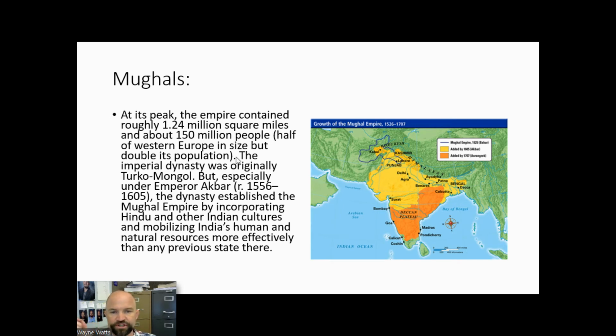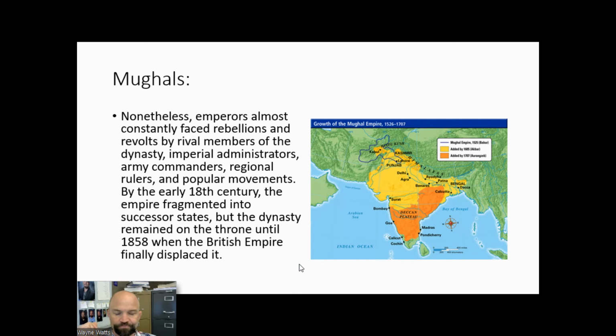The imperial dynasty was originally Turco-Mongol, but especially under the reign of Emperor Akbar, which just translates to the Great, and by the way, he gave himself that name. The dynasty established the Mughal Empire by incorporating Hindu and other Indian cultures and mobilizing India's human and natural resources more effectively than any previous state had done there. Nonetheless, emperors almost constantly faced rebellions and revolts by rival members of the dynasty, by imperial administrators, by army commanders, regional rulers, and popular movements. By the early 18th century, the empire fragmented into successor states, but the dynasty remained on the throne until 1858 when the British Empire finally displaced it.